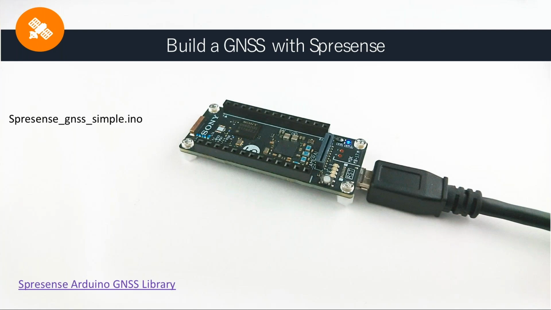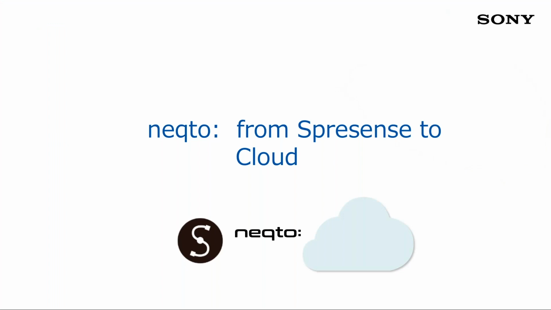What I have here next is actually very interesting. When you build IoT applications, you need to connect to the cloud. Sometimes you need to communicate some information. And for that, we have partnered with neqto. neqto's parent company is JIXA in Japan, and they are connecting Spresense to the cloud.